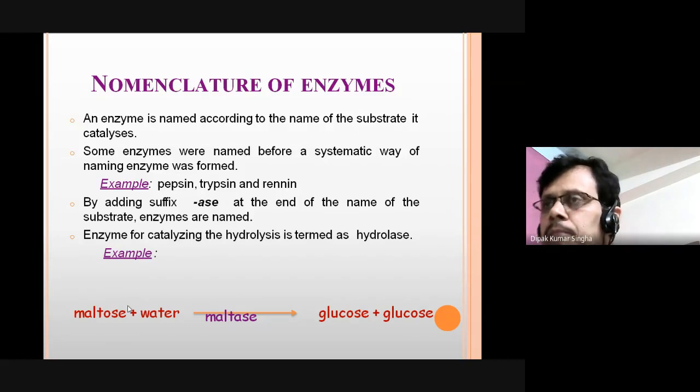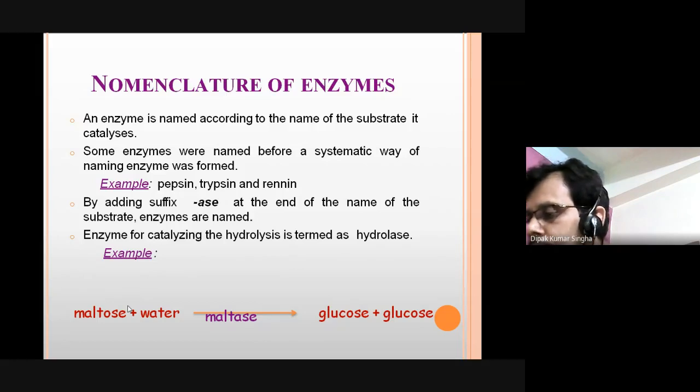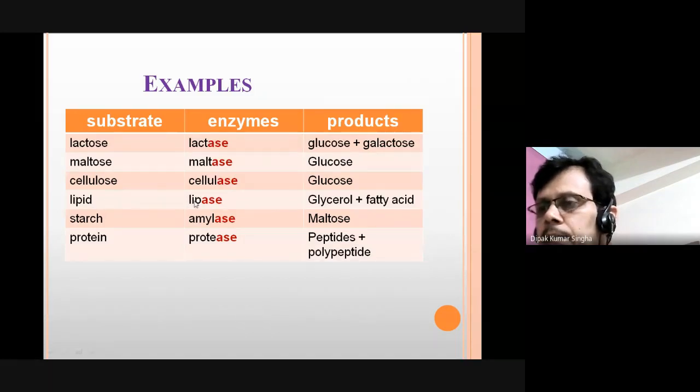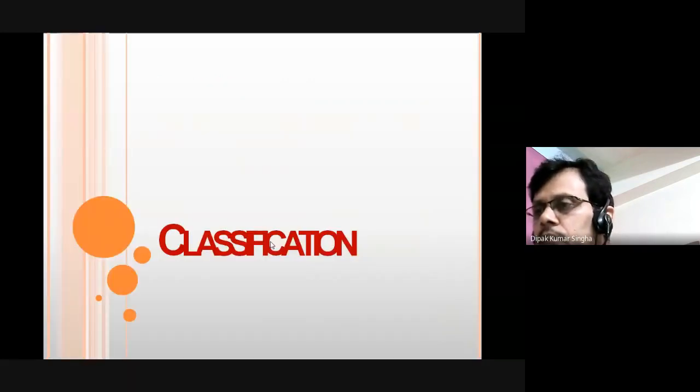So at that time, in 1960, an enzyme commission was formed to construct a systemic naming system for the enzymes. For example, lactose, lactase; maltose, maltase; cellulose, cellulase; lipid, lipase; starch, amylase; protein, protease. These are the trivial names. But the problem is, how will you overcome this with the trivial name, for example catalase?